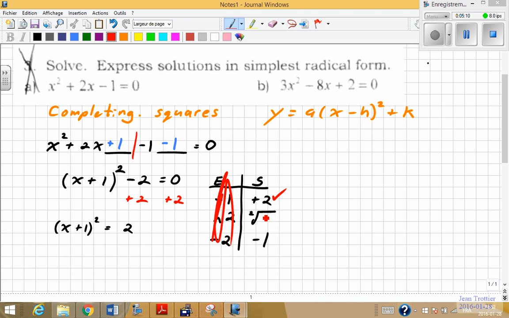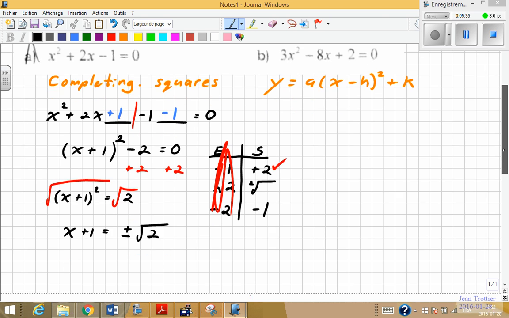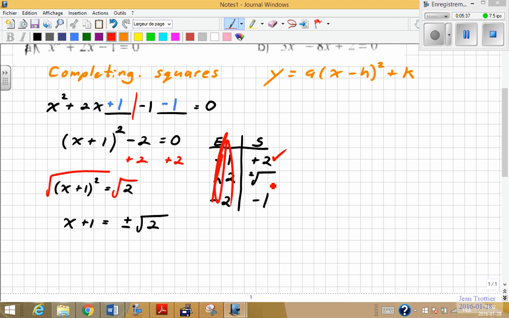Now we have to do square root of each side. Now power of 2 and square root cancel each other out. You're left with x plus 1. And here, because we're solving, it's important to realize that when you square root, two values can be considered, either the positive or the negative of root 2. So we are done the second step, which is doing the root. We're left with the third step, which is minus 1 each side.